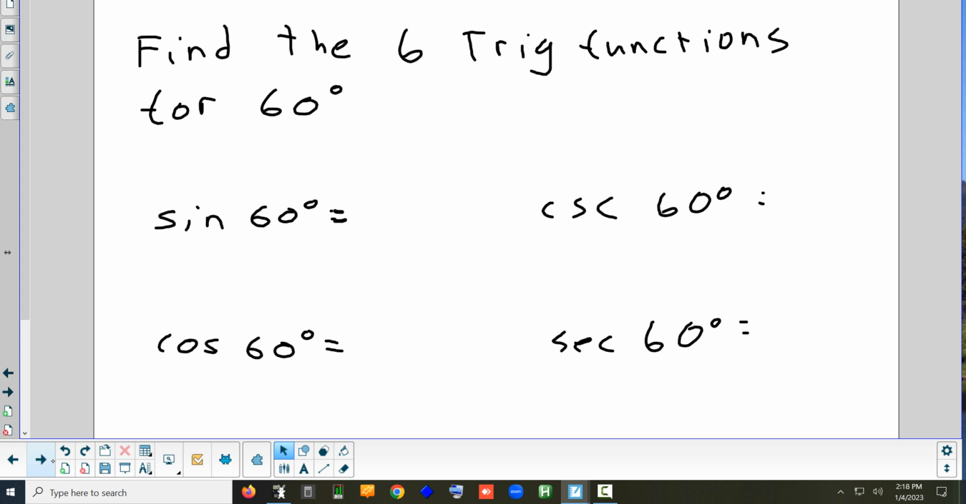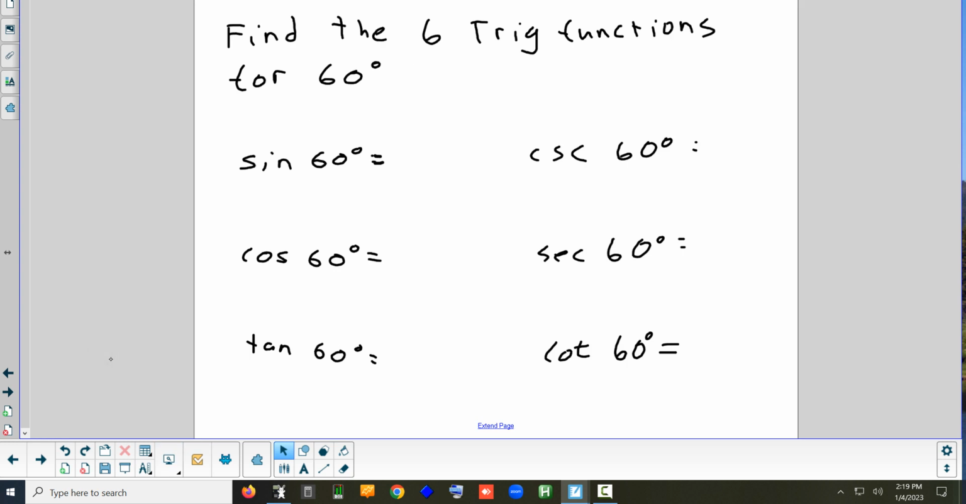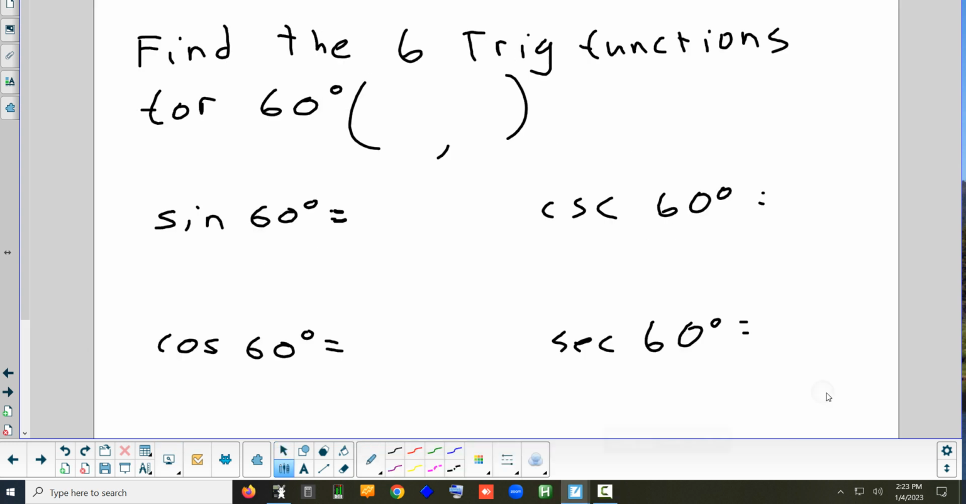Why don't you guys take like 2 minutes and see if you can figure out the trig functions for the 60. And then once we have the 30s and the 60s, I want to compare the answers and see what's going on. See if you can get the 6 trig functions for 60. All right, so let's start to take a look at it.